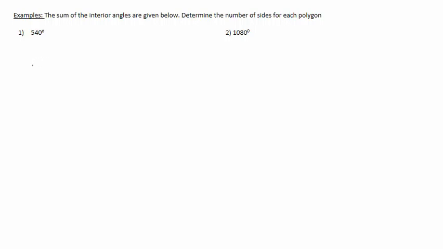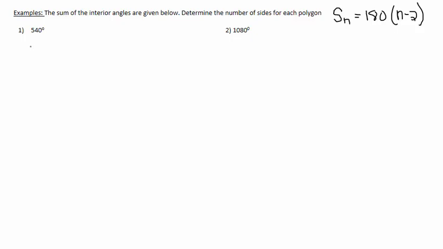Now let's work through some examples. The sums of the interior angles are given below. Determine the number of sides for each polygon. The first thing I want to highlight is what we learned from the chart above, that the sum of interior angles is equal to 180 times n minus 2. Now using this formula, we can tackle these problems. So the sum of the interior angles is equal to 180 times n minus 2. We know our sum of interior angles is 540, so we can plug that in.